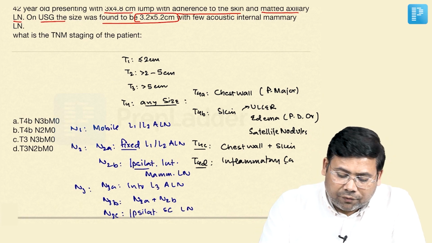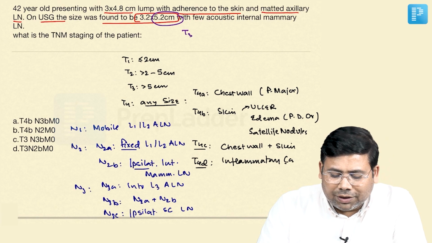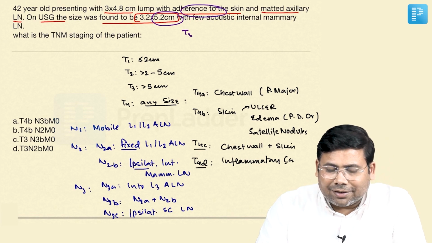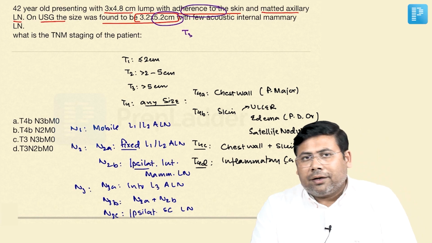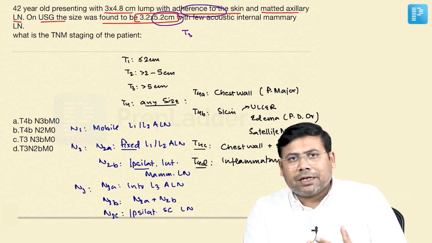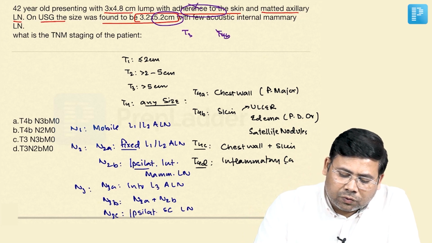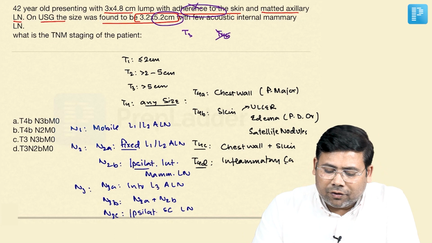So if you see in this question, the higher size is 5.2, so the staging goes to T3. But there is a query that there is adherence to the skin. Merely adherence to the skin doesn't meet the criteria of ulcer, edema or satellite nodule. So adherence doesn't mean that it is a what? T4B. So answer will stand in category of T3.